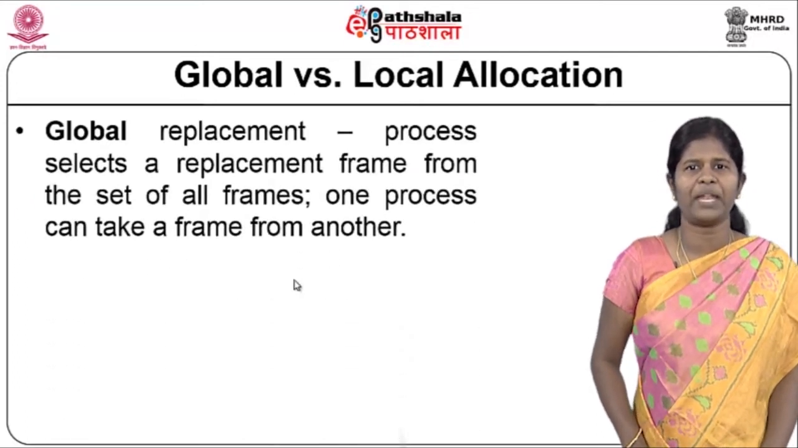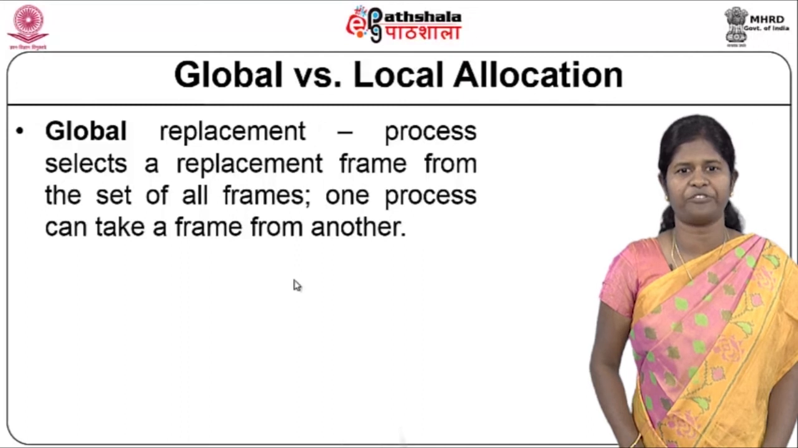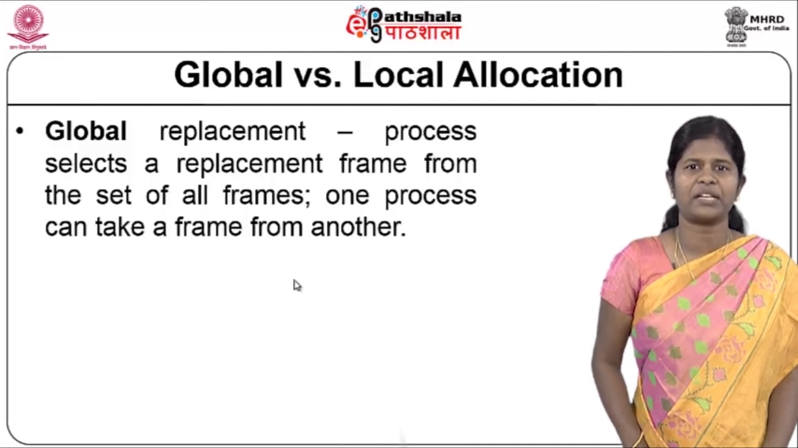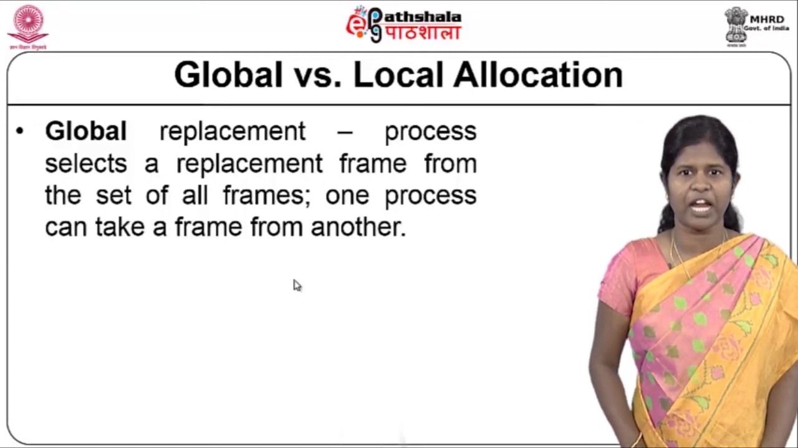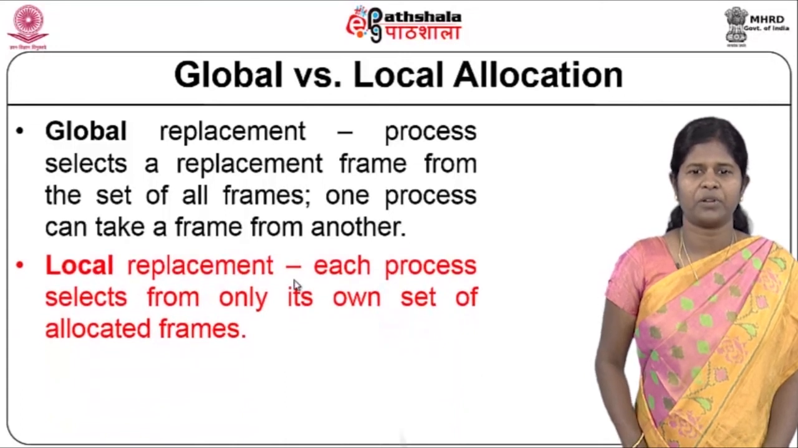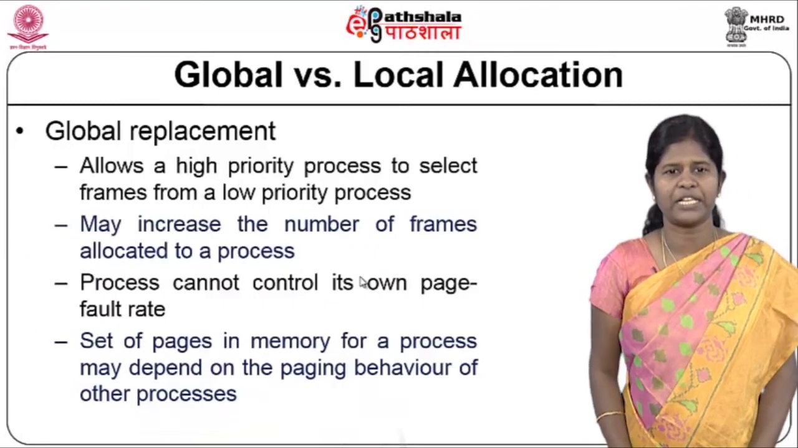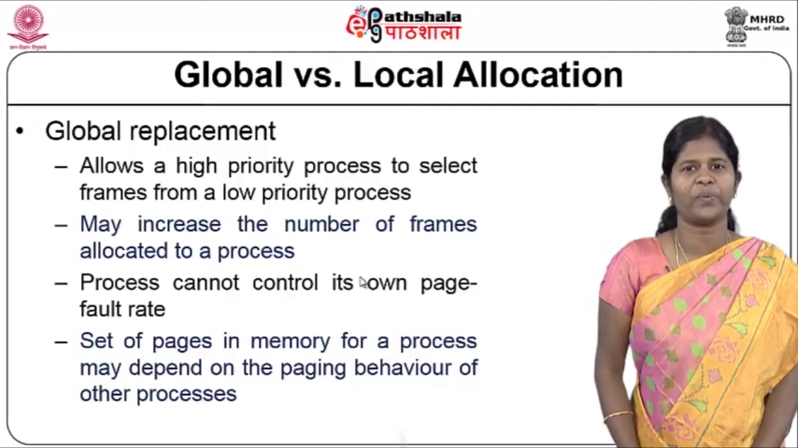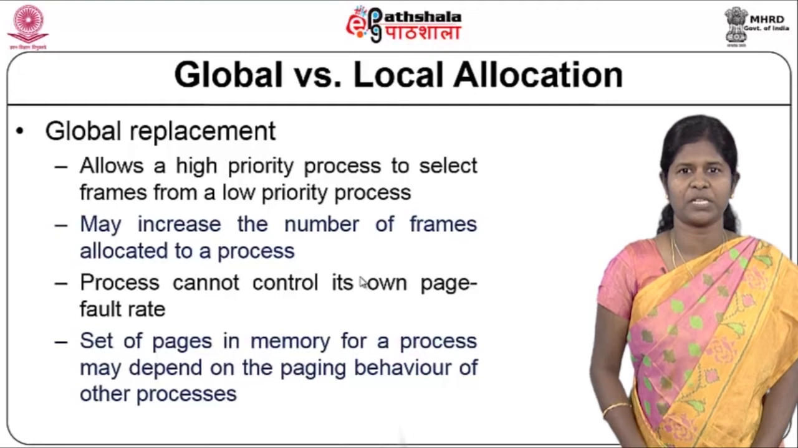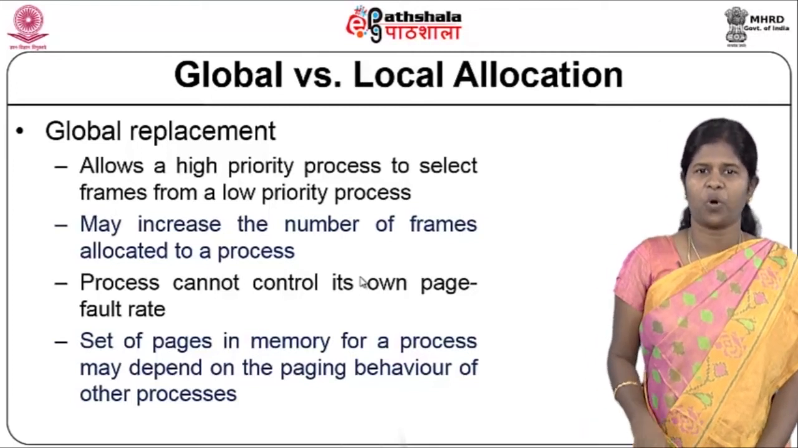So, it is called global and local replacement. In global replacement, you select a replacement frame from the set of all the frames, and one process can take a frame from another process in the case of global replacement. But in local replacement, what is done is that you select a frame only from its own set of allocated frames. So, in global replacement, you allow a high priority process to select frames from a low priority process. So, when there is a page fault in a high priority process, it will try to select a page from this low priority process and bring its page into the place where this low priority process's page was available earlier.